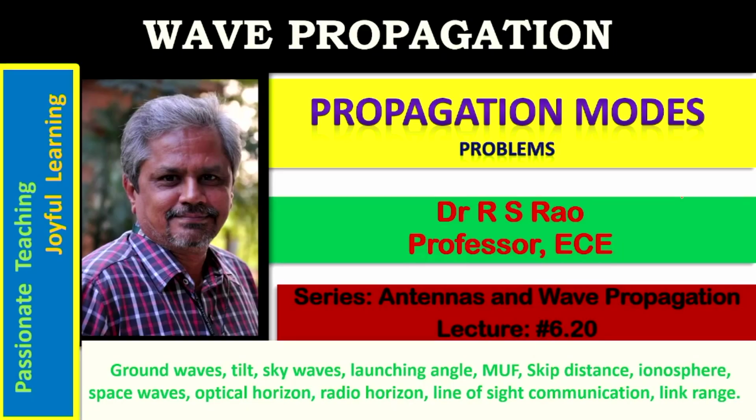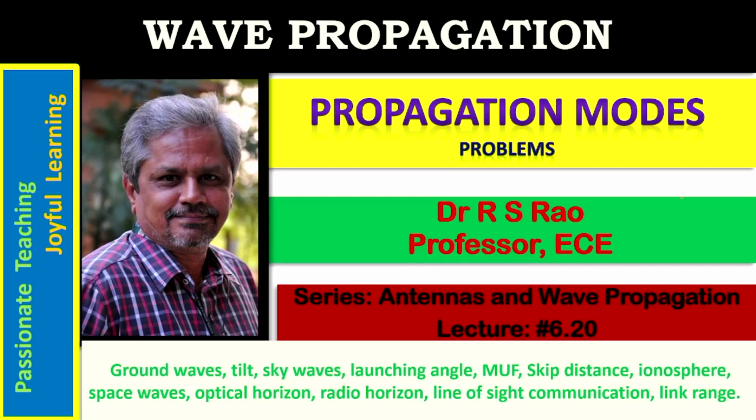Wave propagation, problems on propagation modes, series on antennas and wave propagation, lecture number 6.20. A wave can take any one of three forms or modes while propagating from transmitting antenna towards receiving antenna. These modes are ground waves, sky waves and space waves. The mode a wave assumes depends mainly upon frequency.